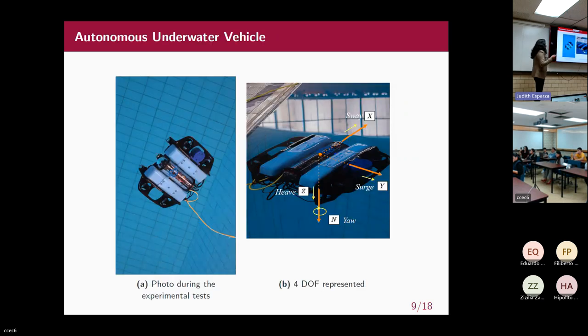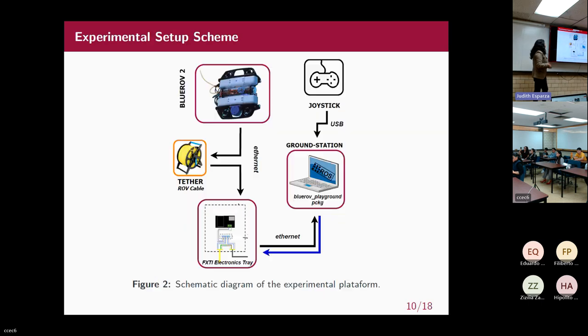So, to summarize, I present to you the vehicle that we will use. This is the BlueROV2 from the company Blue Robotics, with 4 degrees of freedom represented there. And in this first photo, you can see it during the experimental test. Then we have the experimental setup scheme. You can see we had our ground station, which was a simple laptop with this package installed that allows us to control the vehicle and some of the actions like arming and disarming the vehicle, and sending values to the thrusters. It's connected this way, along with the joystick for manual handling.